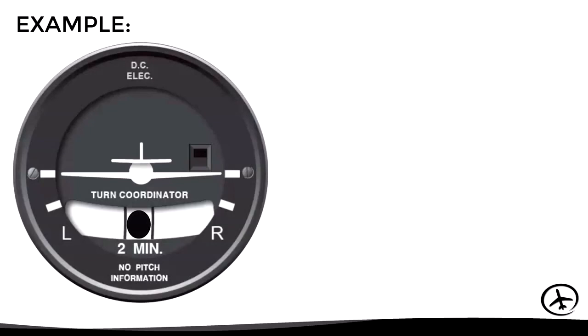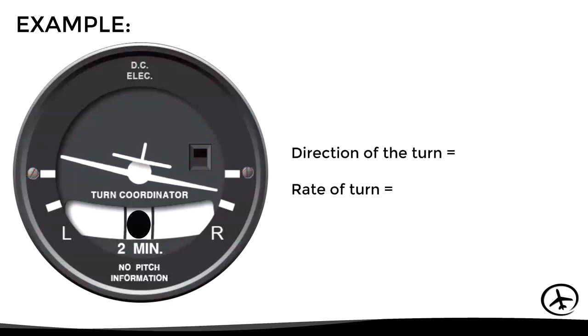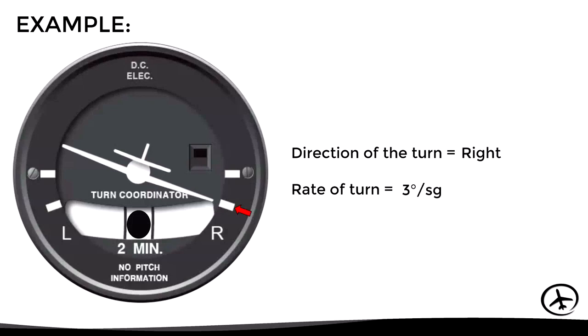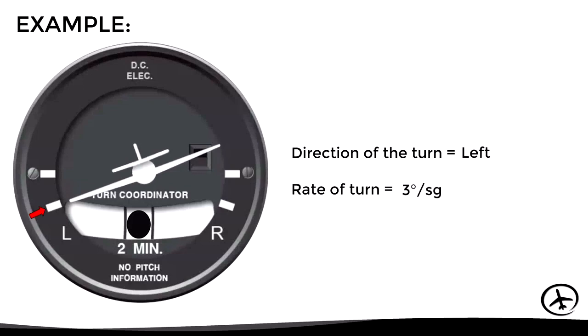Here we can see that the wings of the miniature aircraft are leveled, pointing the upper marks, therefore indicating a straight flight. If the miniature aircraft now moves this way, we can see that it is inclined to the right in such a way that the wing points to the lower mark. This indicates that the aircraft is turning to the right at a rate of 3 degrees per second. The same happens if the aircraft turns to the left. In this case, the instrument is indicating a turn to the left at a rate of 3 degrees per second.